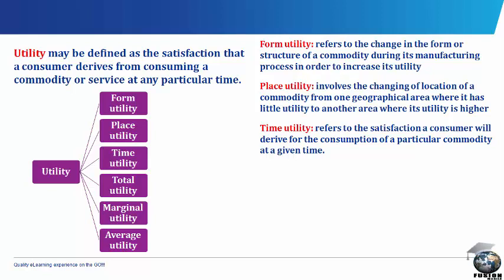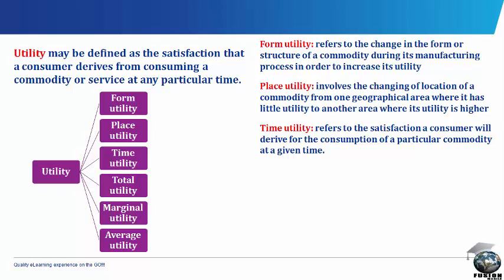Secondly, the place utility. This involves the changing of location of a commodity from one geographical area where it has little utility to another area where its utility is higher. This means that for them to satisfy the consumers' wants, they have to be shifted to other places where they will be demanded. By so doing, place utility has been added to them. For instance, agricultural raw materials like rubber and cocoa are produced in large quantity in West Africa and transported to European nations where they satisfy industrial needs.